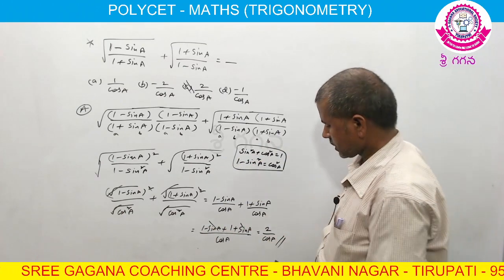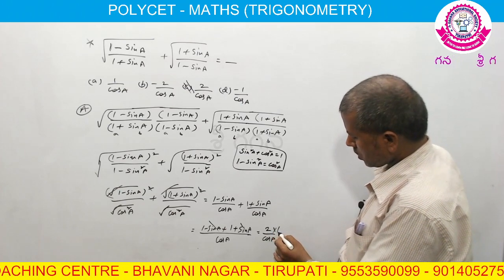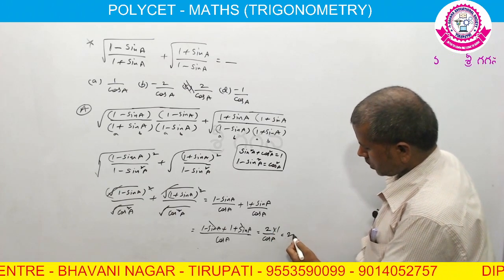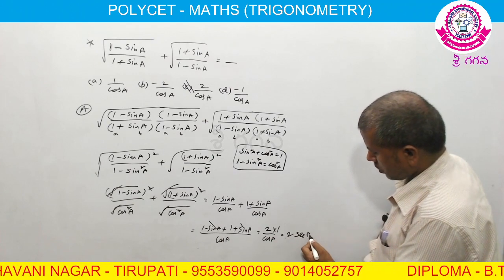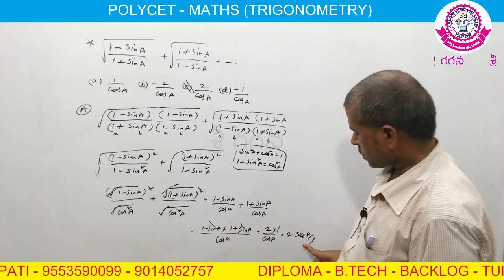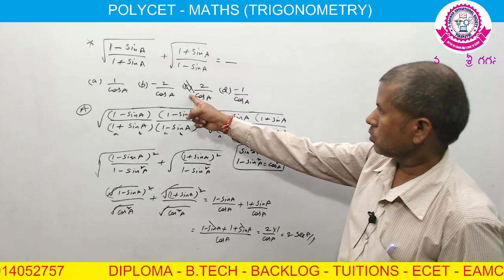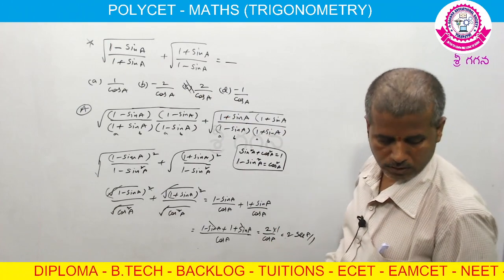This one we can also write as 2 into 1 by cos a, and 1 by cos a means secant a. So 2 secant a is also an answer. Any one answer is fine, but given 2 by cos a, 2 by cos a is the answer. That's all.